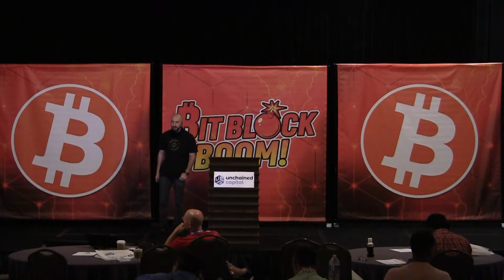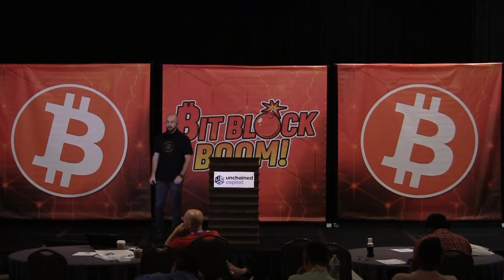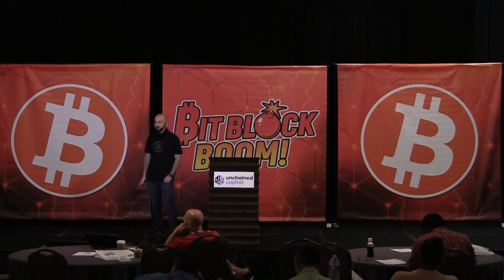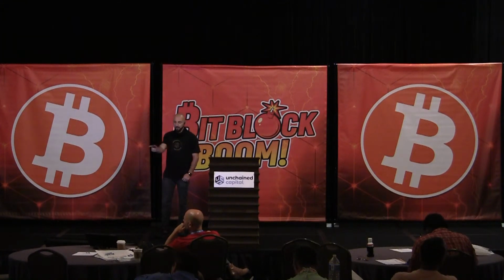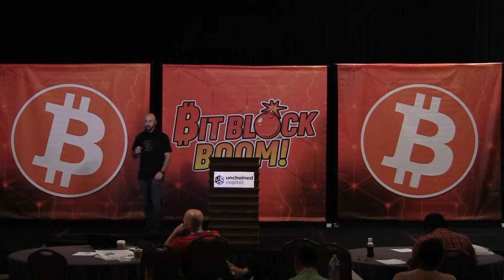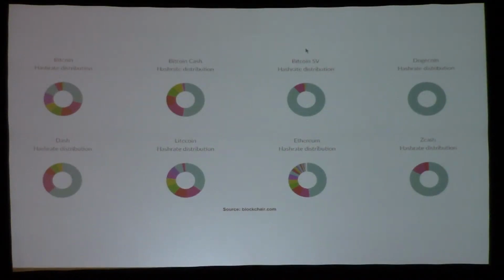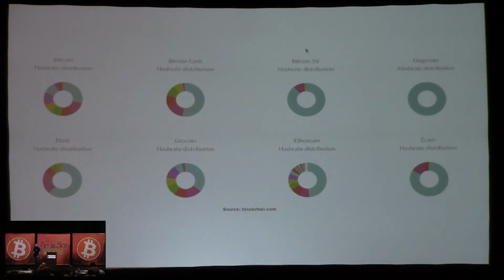So mining is certainly going to get better. And here's a look at some of the other tokens that are proof of work as well. You can see, with Bitcoin in the upper left, everything but Bitcoin can basically be hit with a 51% attack with just 3 miners.